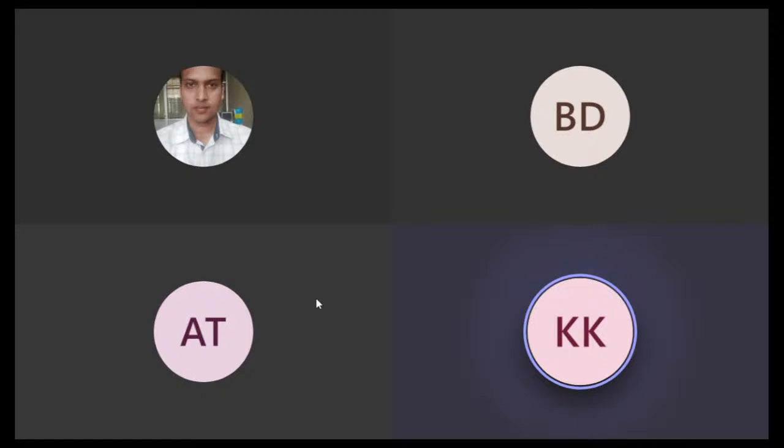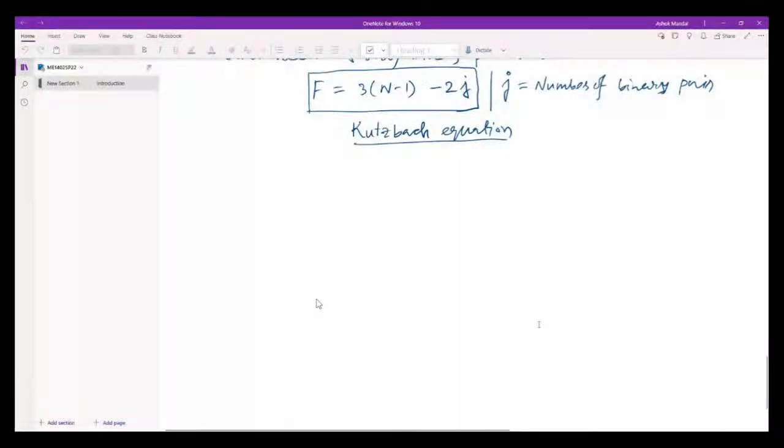Okay, in number synthesis, this is our second class on number synthesis. I hope this screen is visible to you, right? This is our lecture number 3.